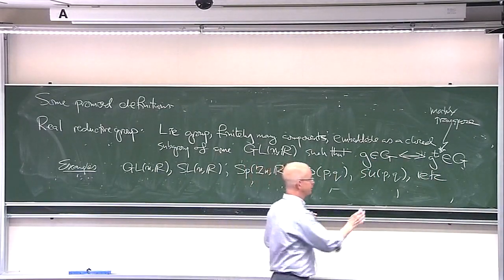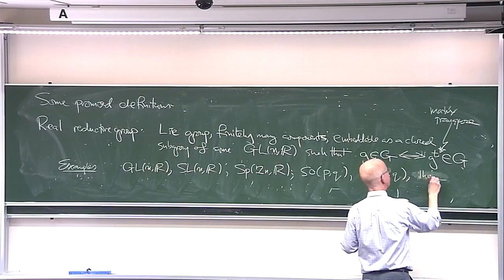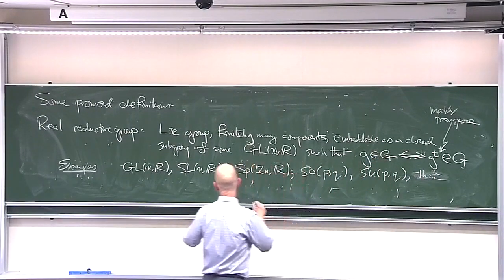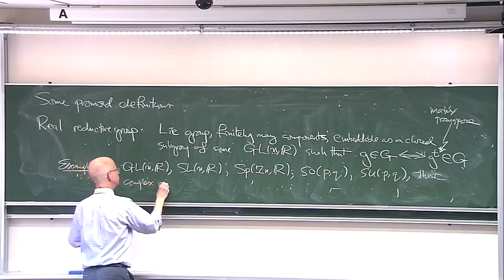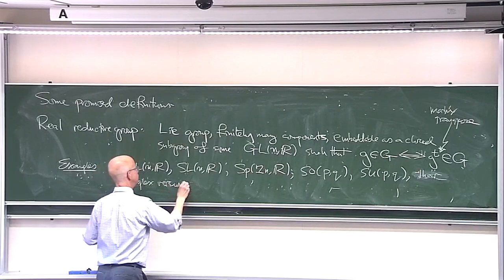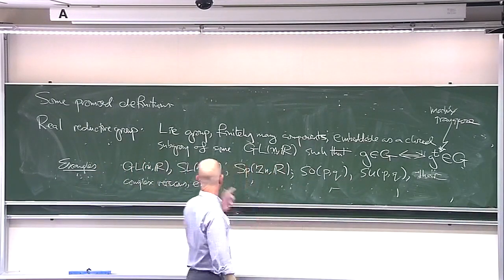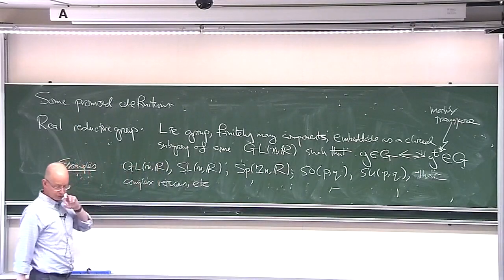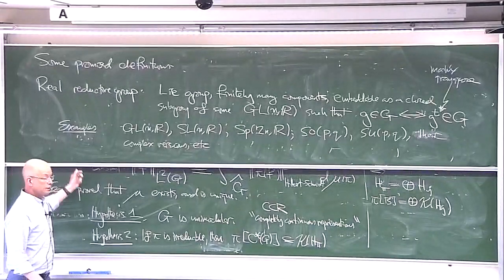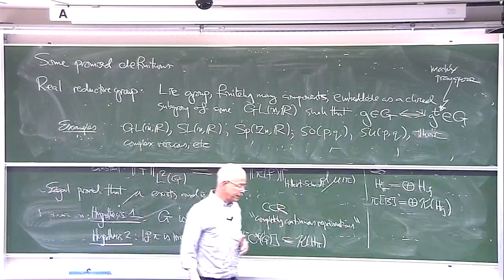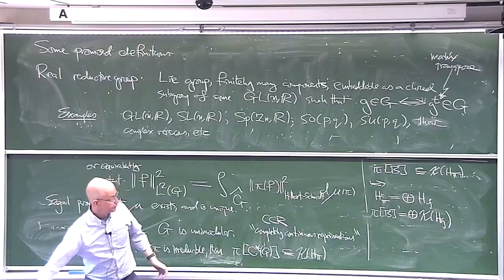Also, add here, of course, all of these groups have complex versions. Actually, when you make the complex version of this, you just get GL_n(C), the same as the complex version of this. Otherwise, they don't. And there are a few exotic groups that you can throw in that I don't know anything about.